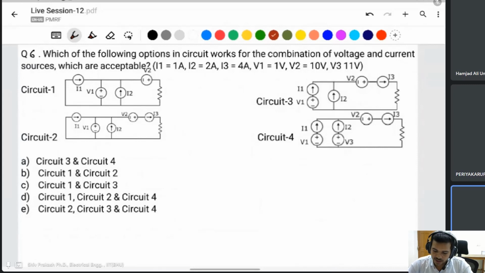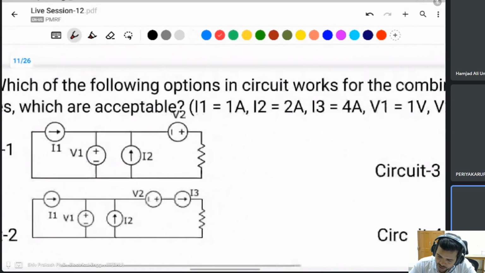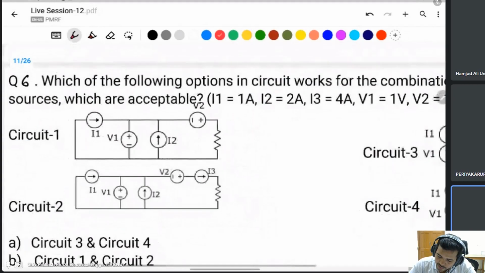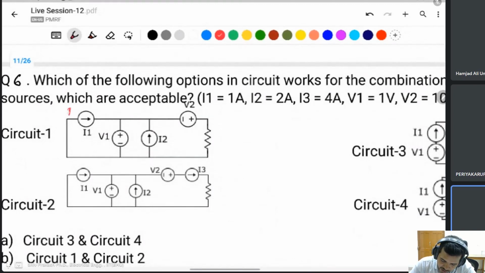Then let's check which circuit is valid for KCL and KVL. First of all, I check the first circuit. This is I1, given as 1 ampere. V1 is given as 1 volt. I2 is 2 ampere. It means 1 ampere flowing here and 2 ampere flowing from here. V1 is 1 volt and V2 is 10 volt.